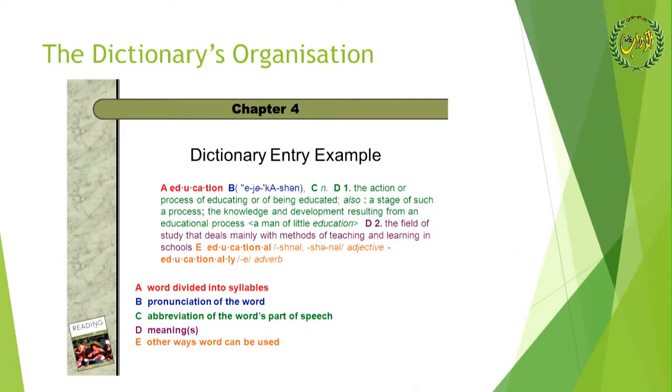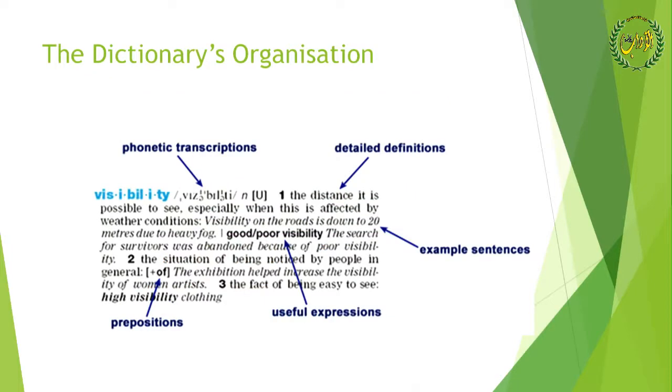While here we have word to meaning. Here we can see that we have good, poor visibility, the one that is pointed at with the useful expression caption. This means that these two words can be used as collocations with visibility.